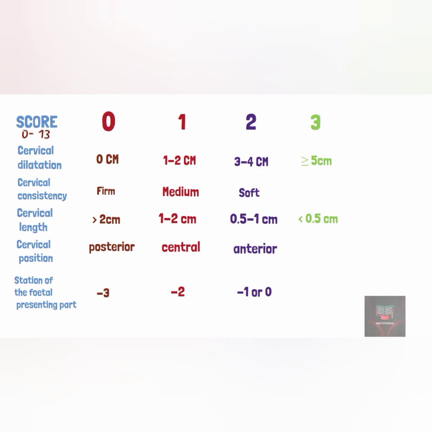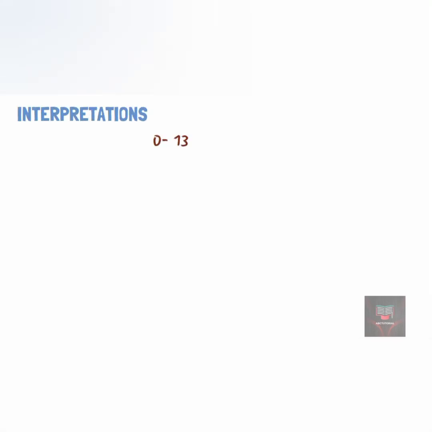The station of the fetal presenting part that is below the maternal ischial spine is given a positive value. If the station of the fetal presenting part is below the maternal ischial spine, then it is given a score of 3. The maximum score possible from the modified Bishop score is 13, while the lowest score possible is 0.